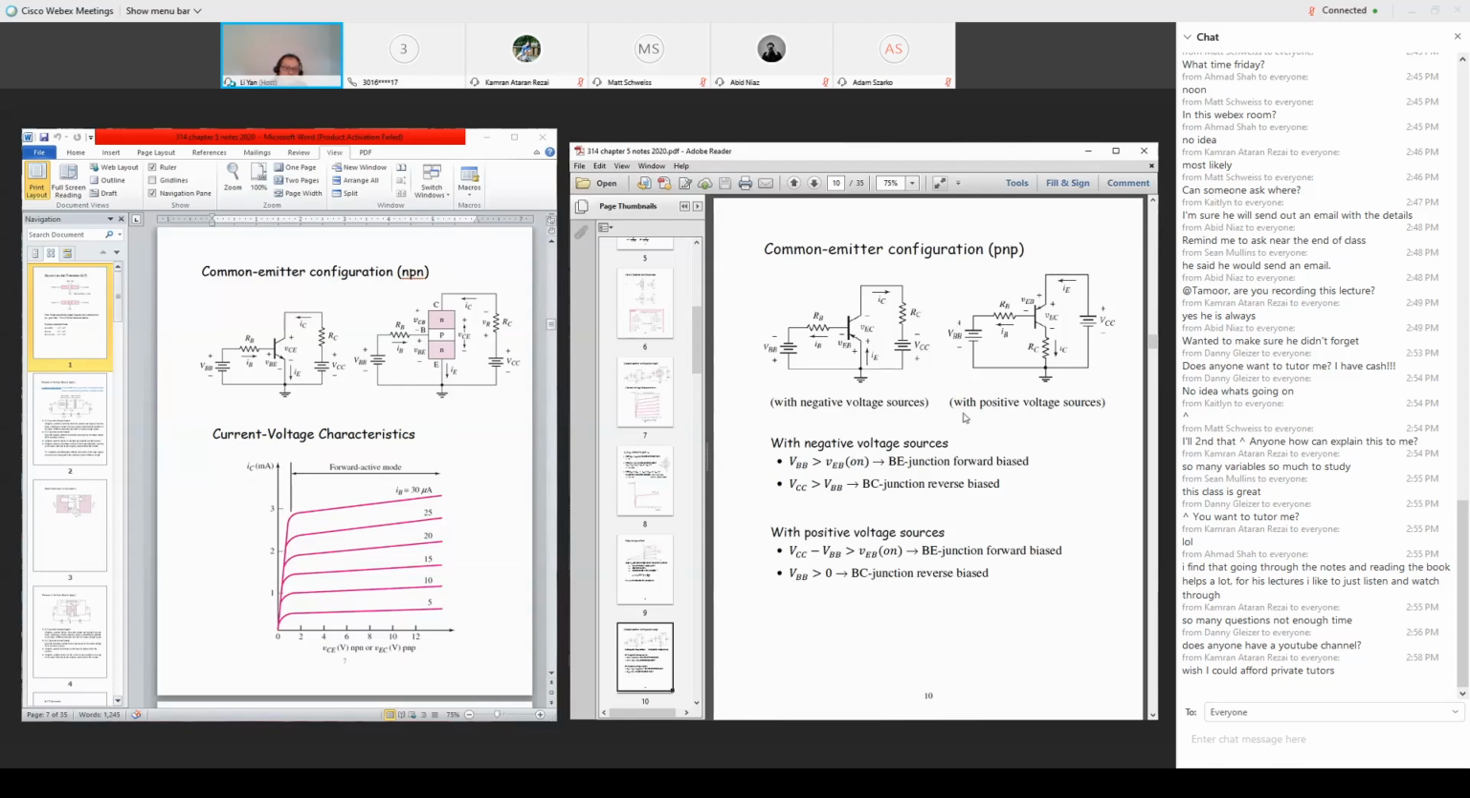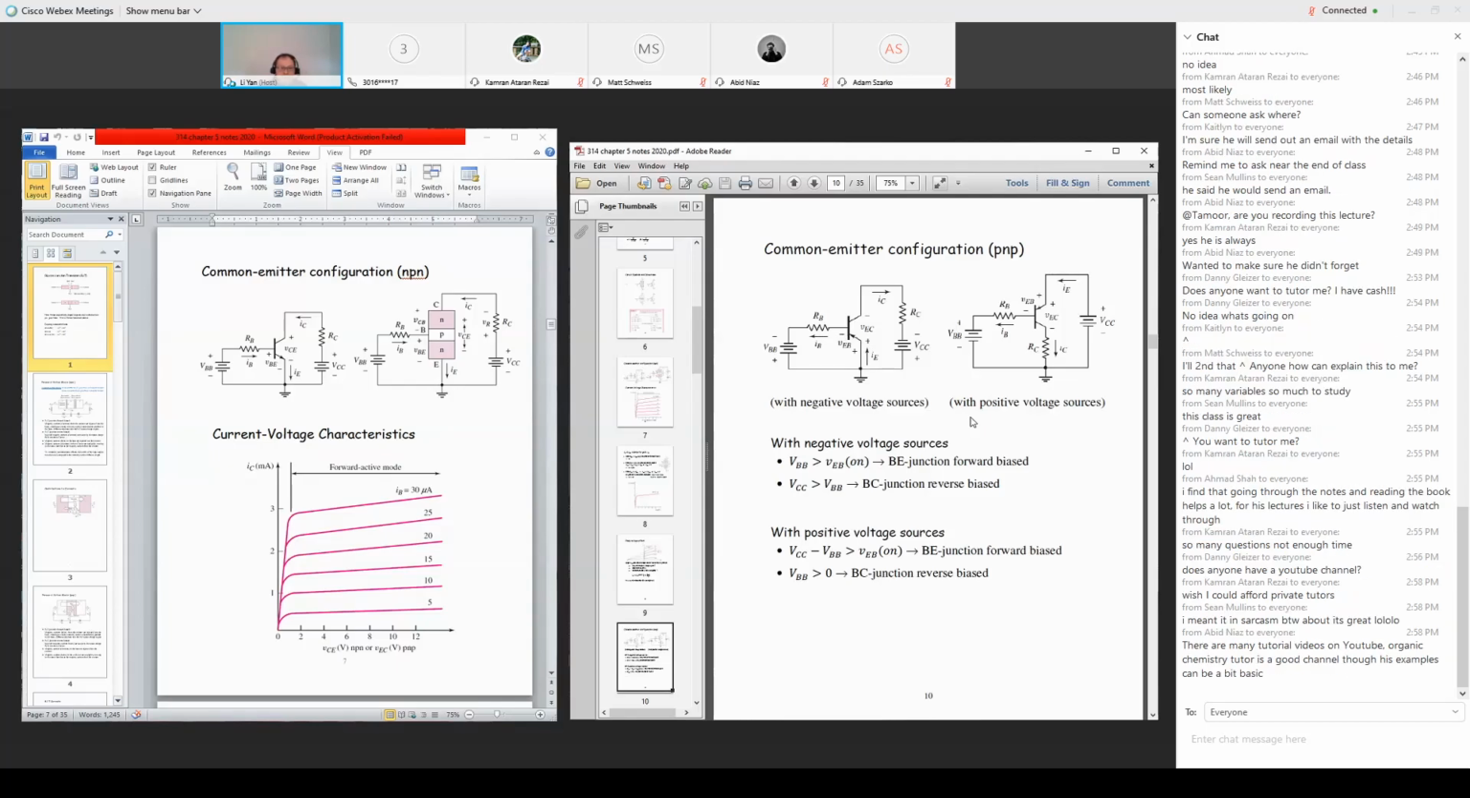On the other hand, very often the available voltage sources are positive voltage sources. Many of the power supplies only give you an output positive voltage, and it is difficult to get a negative voltage source. But how do we power the PNP transistor with a positive voltage source? Okay, this is a new configuration.